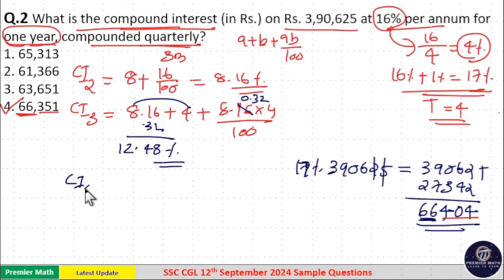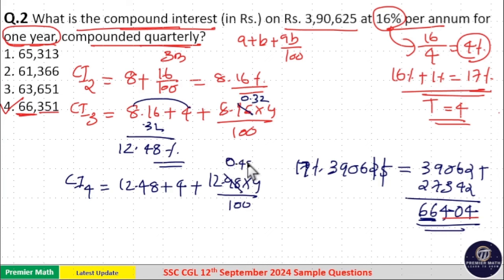Now for 4 quarters, it is 12.48 plus 4 plus 12.48 into 4 divided by 100. Now leave this 0.48 and 12 into 4 is 48. So 48 by 100 is 0.48. Now add this 0.48 here, which is equal to here 12 plus 4 16.